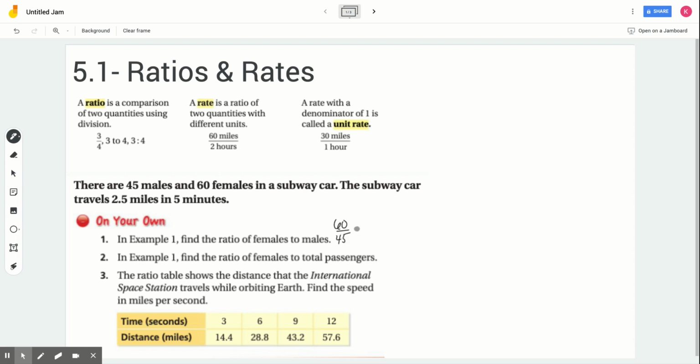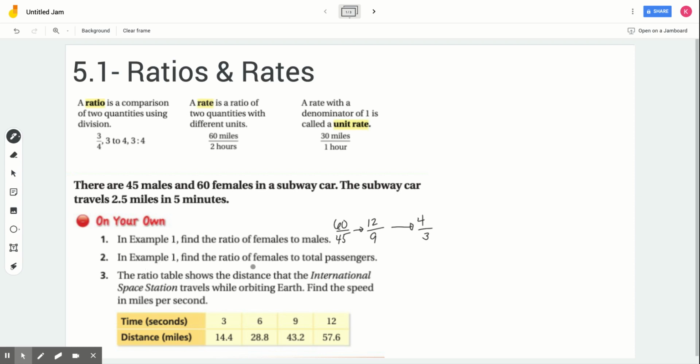Now, we need to simplify this as much as possible. We know that these are both divisible by 5. So 60 divided by 5 is 12, and 45 divided by 5 is 9. We can now see that each of these is divisible by 3. So 12 divided by 3 is 4, and 9 divided by 3 is 3. So 4 to 3 is the ratio of females to males.